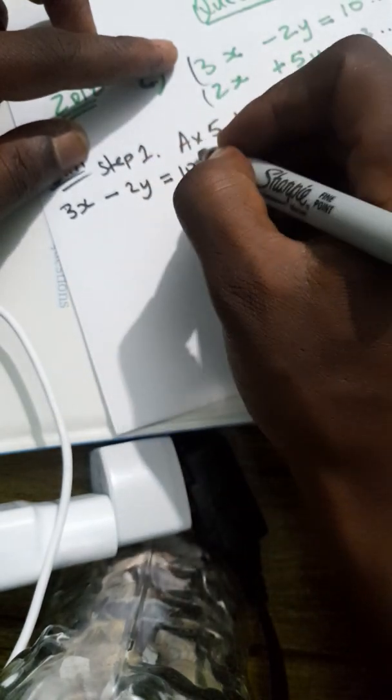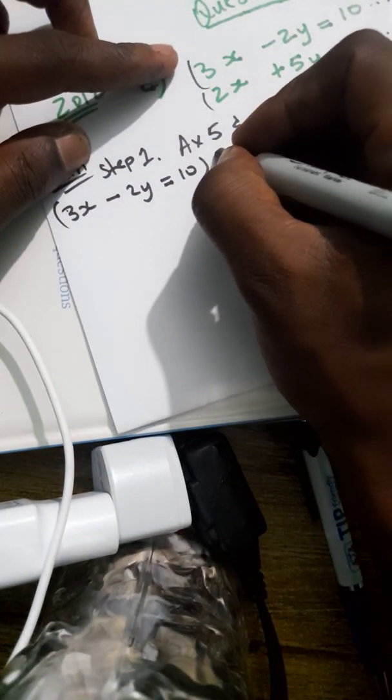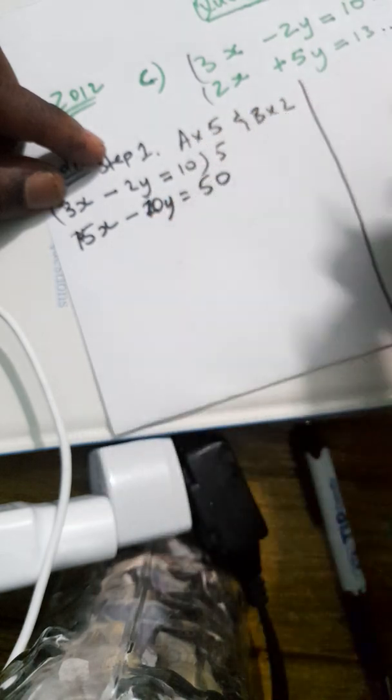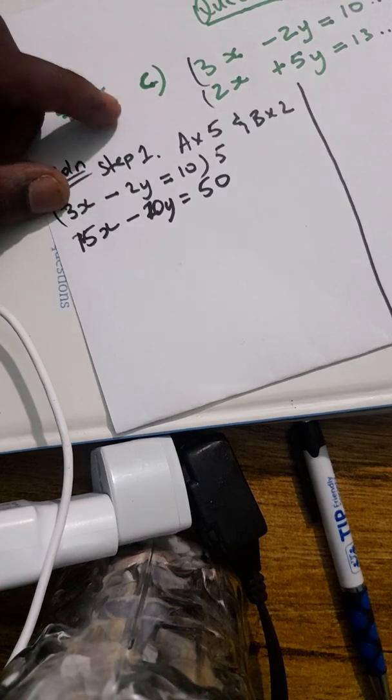So let us see how it looks now. 3x minus 2y equals 10. Remember, once you multiply by an integer, you must change it. This is A, we're going to change A now. So A by 5: 5 times 3 is 15x. 5 times negative 2y is negative 10y, and 5 times 10 is 50. So this is negative 10y. Sorry about that, okay?